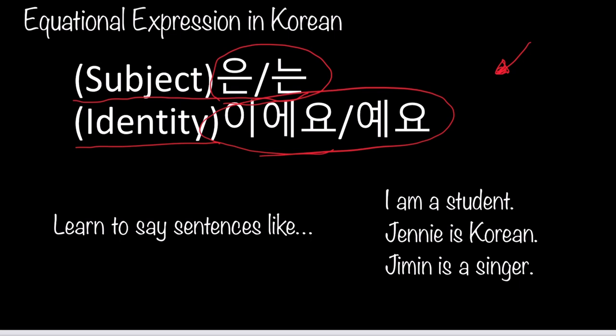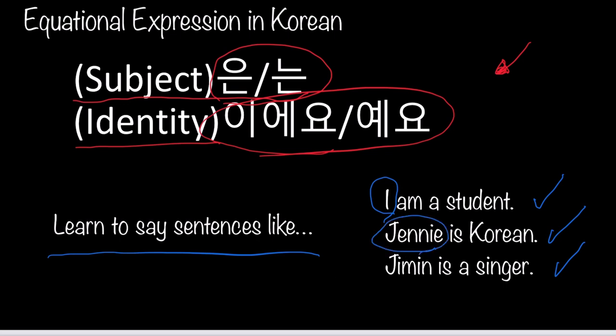The goal of this lesson is to have you learn how to say sentences like, I am a student, Jenny is Korean, Jimin is a singer. So basically, sentences that tie the subject, like I, or Jenny, or Jimin, to one of their identities, like a student, Korean, a singer. Right, let's dive in.